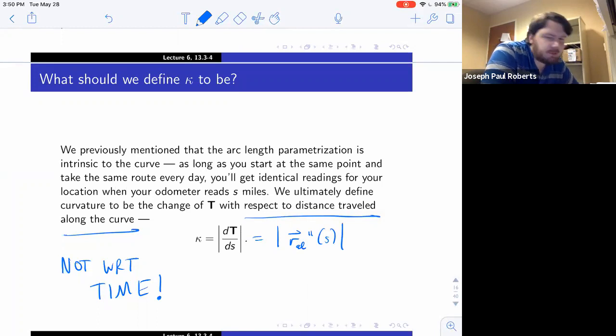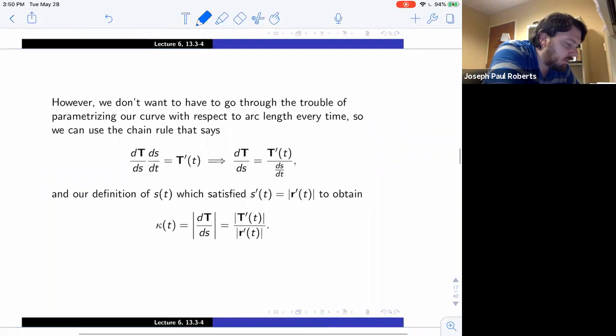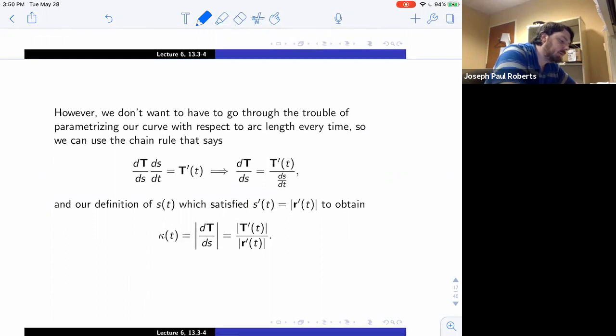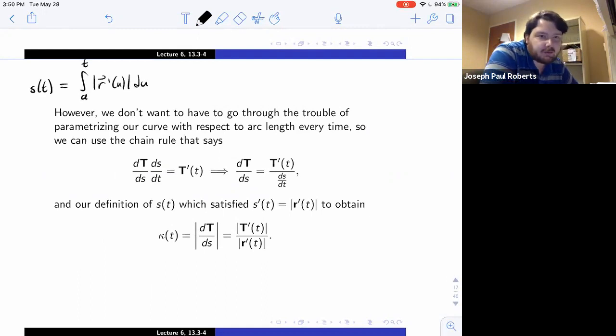And so then the question is, do I have to parameterize with respect to arc length every time I want to calculate curvature? And the answer is actually no. Parameterizing with respect to arc length in general is kind of a pain. We don't want to have to do it if we don't have to. So why don't we have to do it? Remember, the arc length function s of t is defined as this definite integral of the length of r prime.